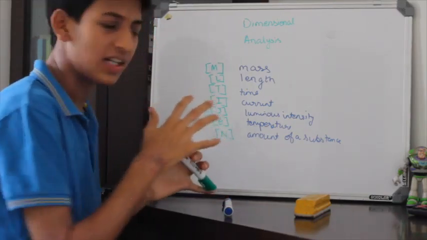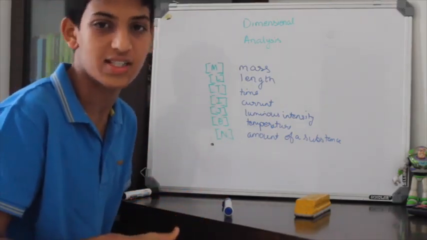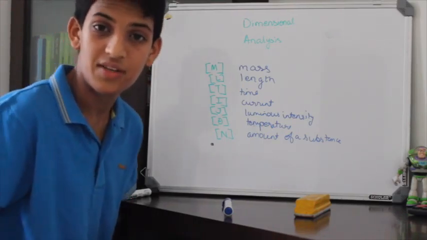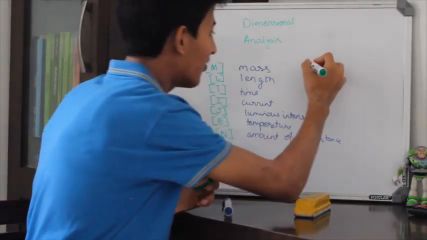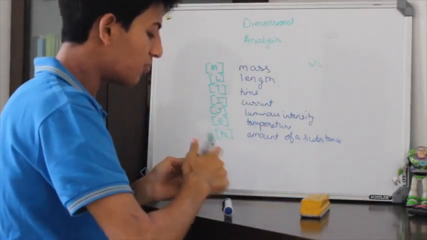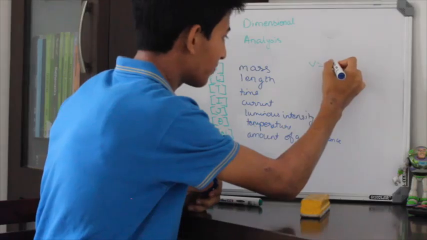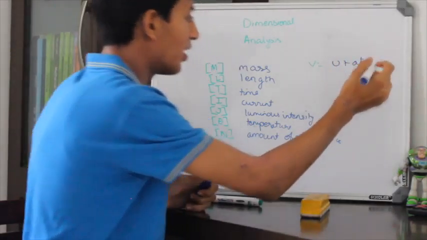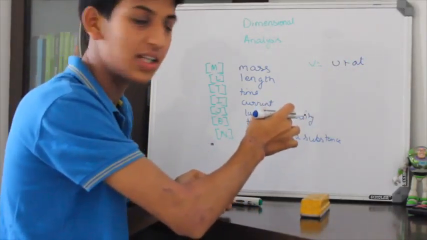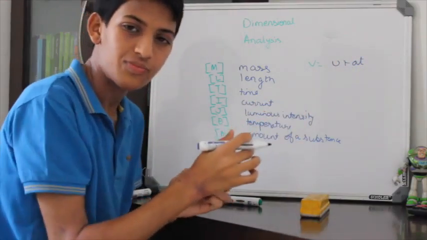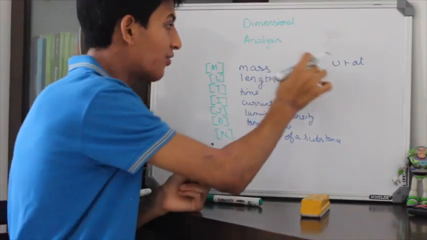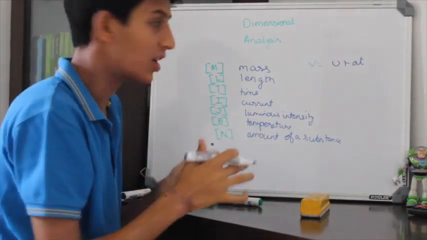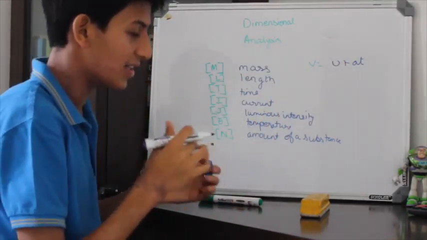But the best way to actually learn dimensional analysis is an example. Now in one of my previous videos based on terminal velocity, we used this formula v = u + at. I'm going to use the left hand side as green and the right hand side as blue. So let's check whether this formula is actually feasible or not using dimensional analysis.